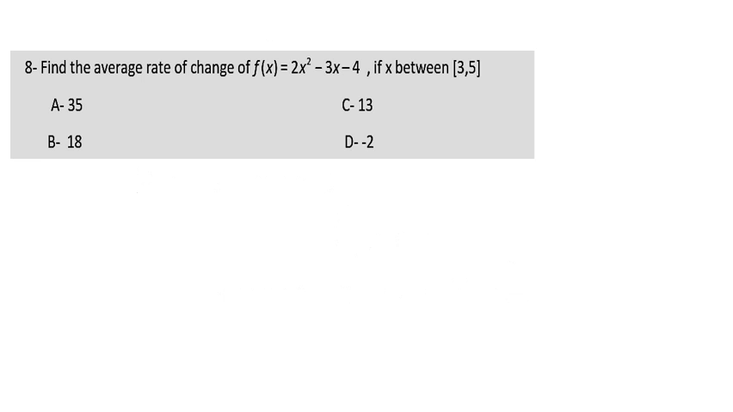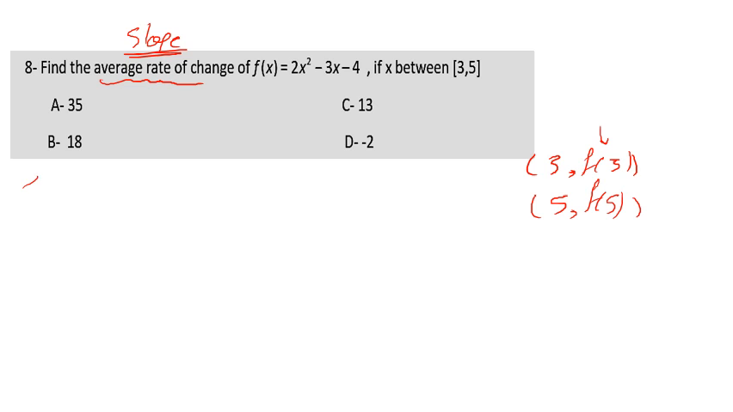Find the average rate of change of the function 2x squared minus 3x minus 4. And rate of change here is the same as the slope of the function. So at the point x is equal to 3 and 5, you have the point at x is equal to 3 and the point at x is equal to 5. And to figure out the slope, you need to find f of 3 and f of 5. F of 3, you are going to replace x with 3.